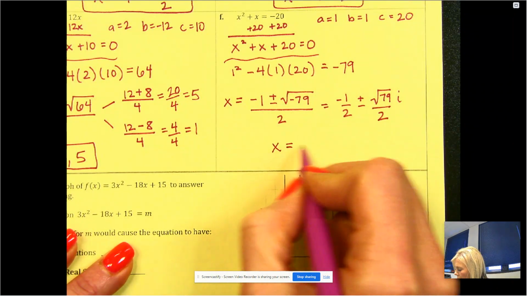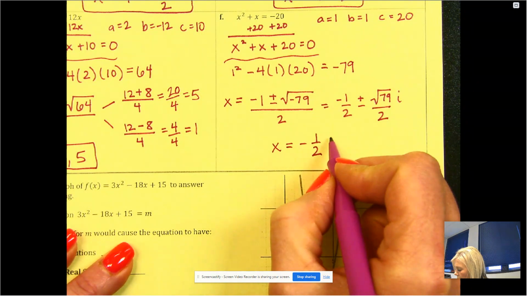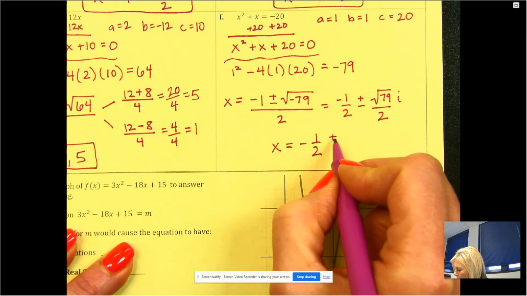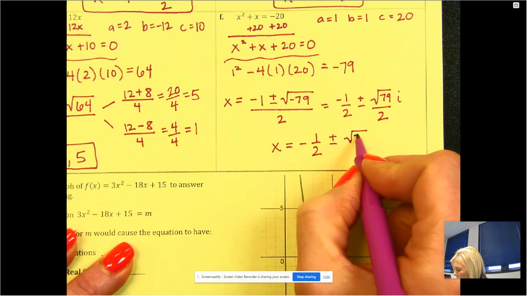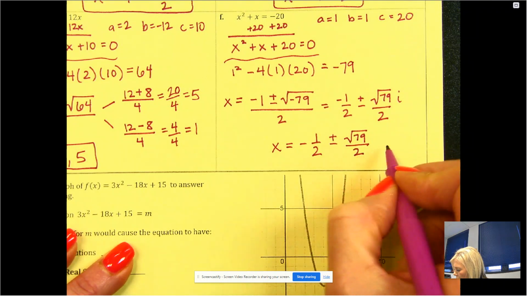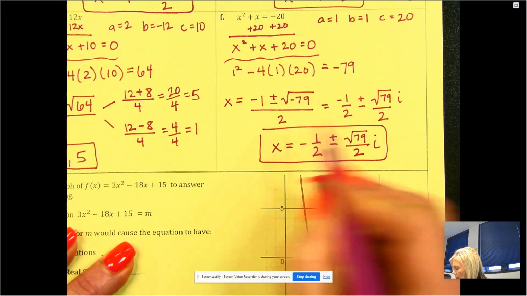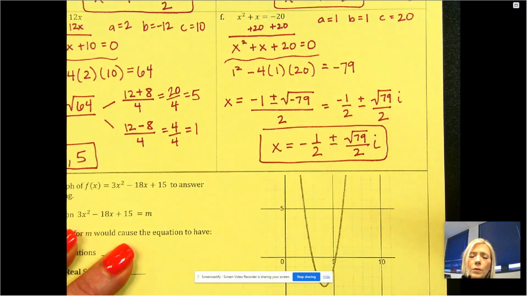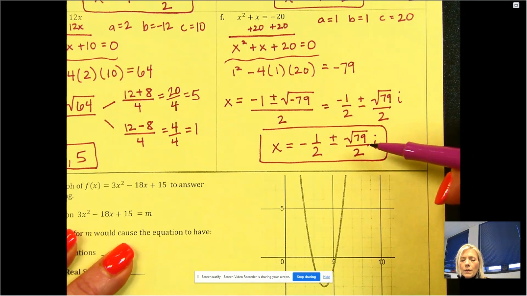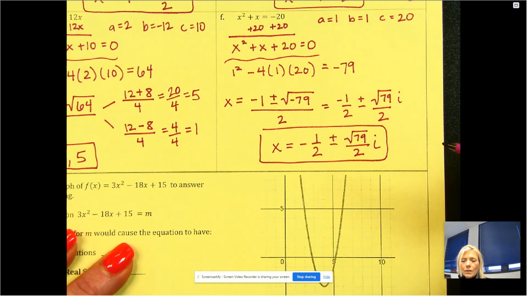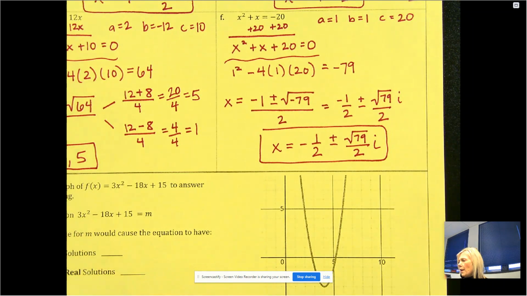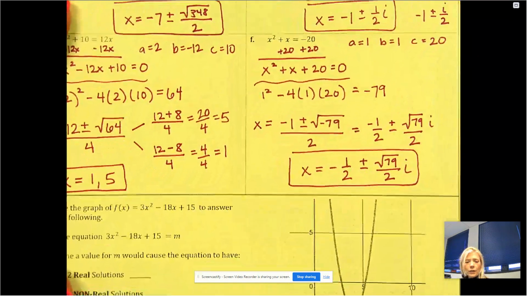I'm going to rewrite it here. x equals negative 1/2 plus or minus root 79 divided by 2 i. Your i can be at the end. It can actually even be before the square root. It can be in the top of the fraction. It just can't be under the square root. It has to be clearly on the outside. Okay, so that is the end of the solving quadratic equations.